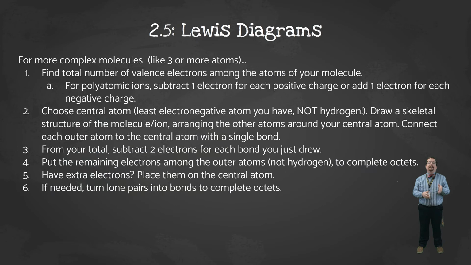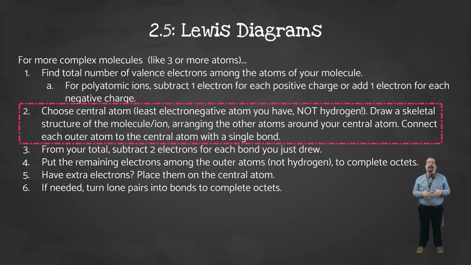You should follow these steps to draw Lewis structures of covalent molecules of more than 2 atoms. First, find the total number of valence electrons by adding up all of the valence electrons from each atom in your molecule. If you have a polyatomic ion instead of a molecule, you'll need to subtract 1 electron from your total for each positive charge on the ion, or add 1 electron to your total for each negative charge.